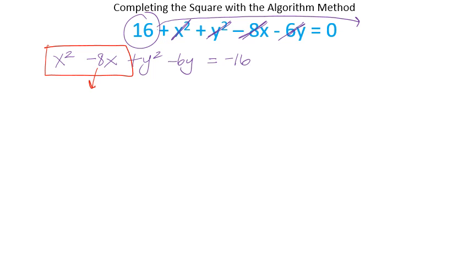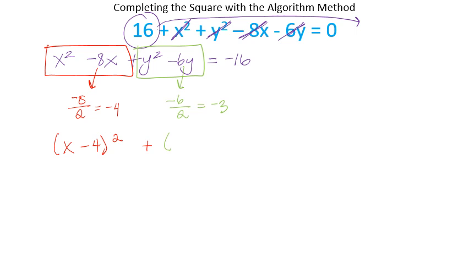I take the number that's next to x, which is negative 8, and I cut it in half. Half of negative 8 is negative 4. This means my perfect square is x minus 4 squared. For the y's, I take the number that's next to y, negative 6, cut it in half. Half of negative 6 is negative 3, which means my perfect square for y's is y minus 3 squared.